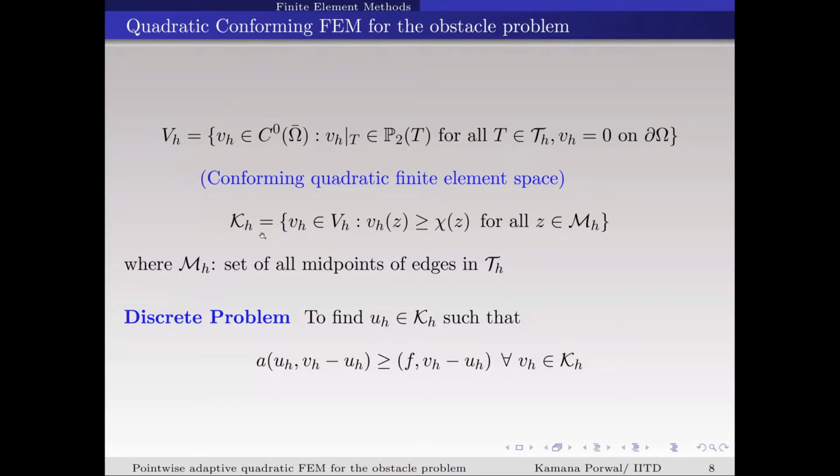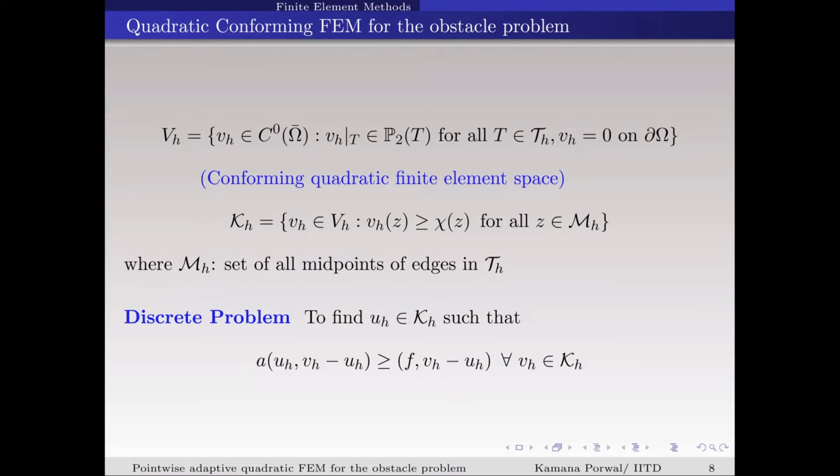Then the finite element approximation of the obstacle problem is to find the solution of this variational inequality in the discrete set K_H. We observe that this discrete set K_H is non-empty, closed, and convex, and the bilinear form a is bounded and coercive over V_H. Hence, this discrete problem also admits a unique solution.